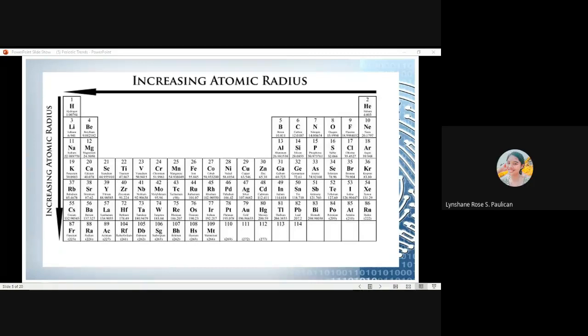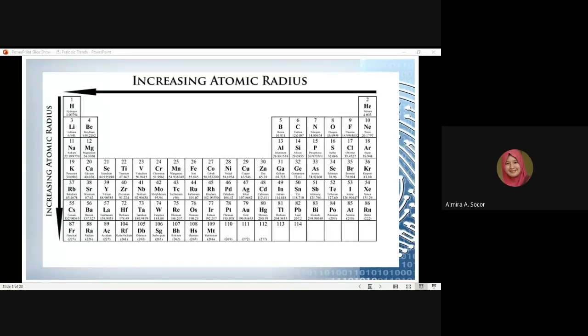Yes, sir. Bakit, Linshane? Siya yung pinakamalaki, sir. Pa-decrease kasi tayo, sir. So, yung pinakamalas, yung magnesium. Bakit yung strontium yung dapat nasa unahan? Di ba, sir, top to bottom po? Yes. Siya po yung may malaking atomic size.